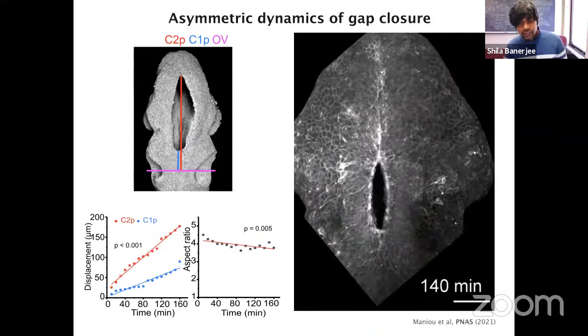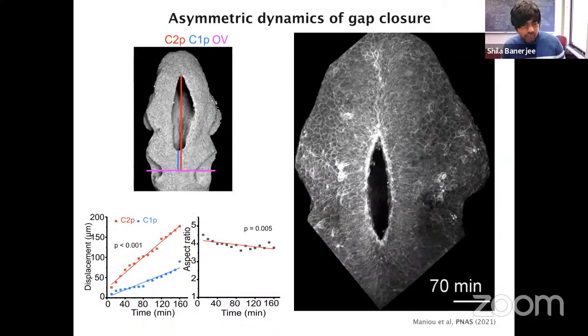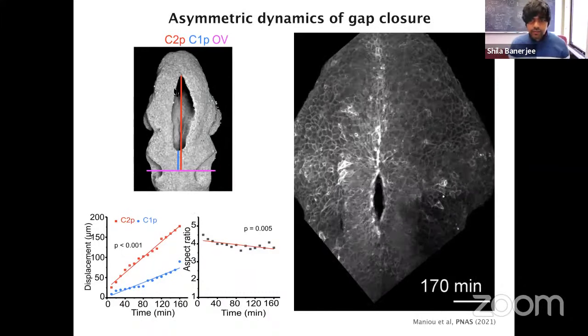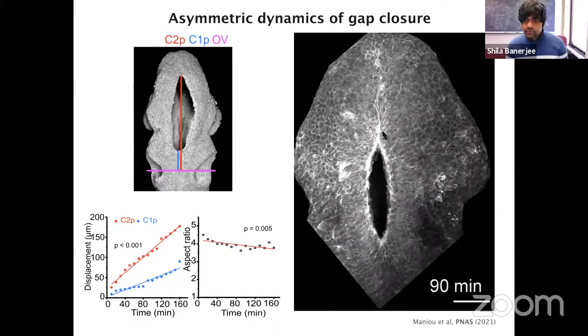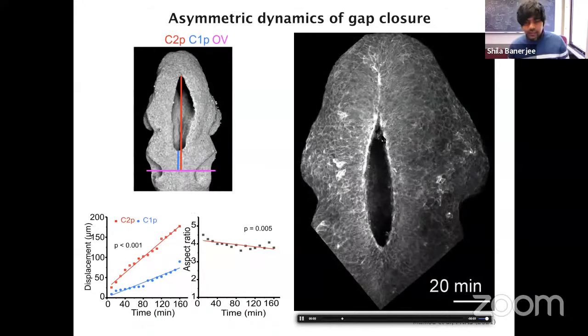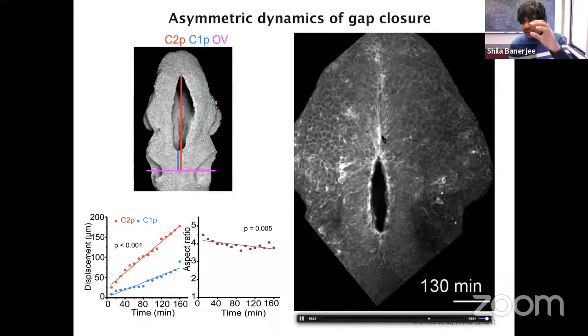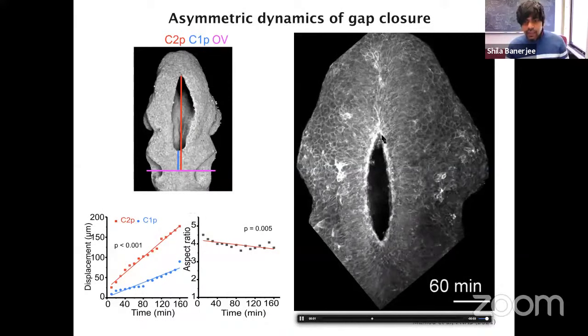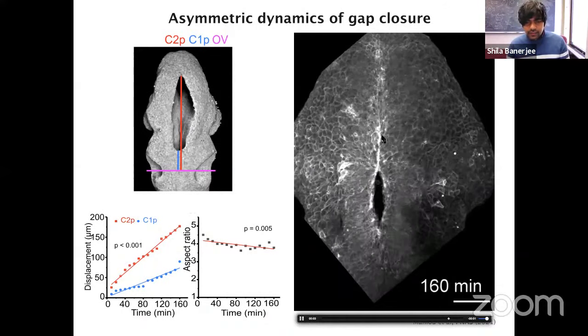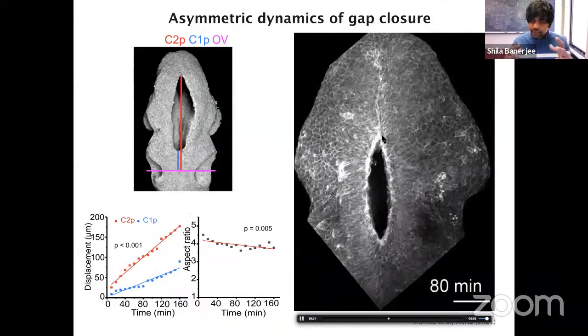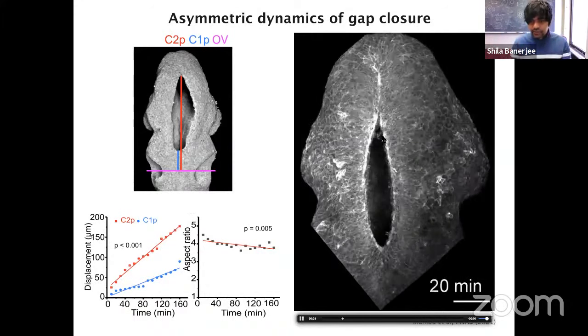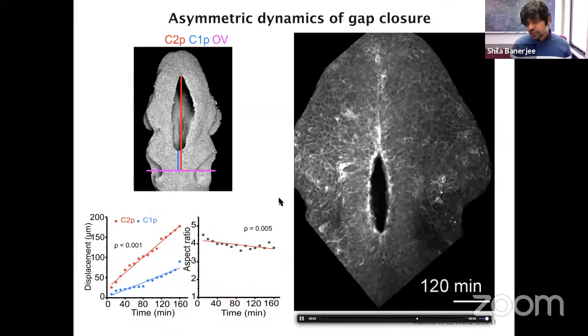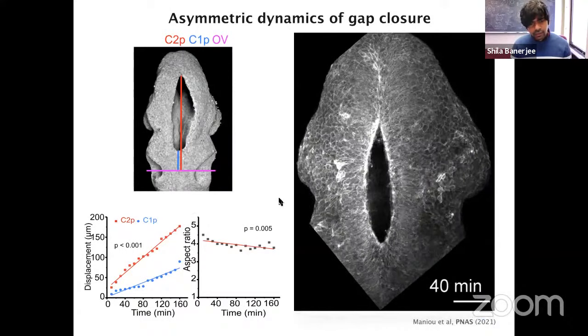So if you characterize the motion of the gap, you see that closure is happening faster from one of the ends and slower from the other end. And that is really necessary to maintain this asymmetry in the shape of the gap. And what was really striking is that unlike closure that is driven by actomyosin purse string, here the aspect ratio of the gap is maintained at a constant value, right?